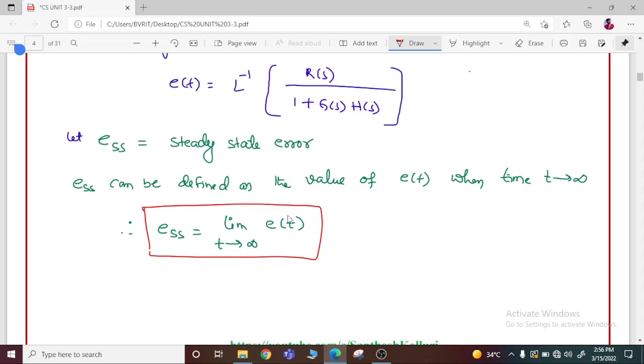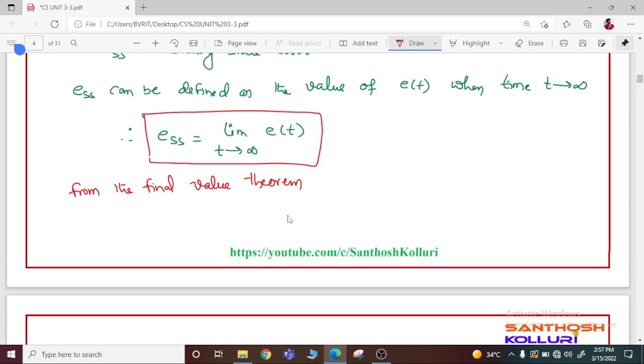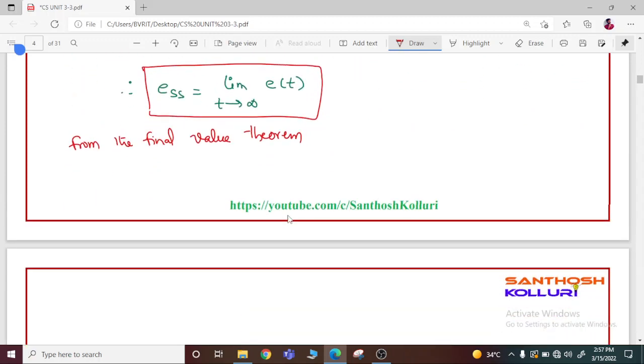So it can be written using the final value theorem. What does the final value theorem mean? If F(s) is equal to the Laplace transform of f(t), then limit t tends to infinity f(t) can be written as limit s tends to 0 s into F(s). This is the final value theorem.